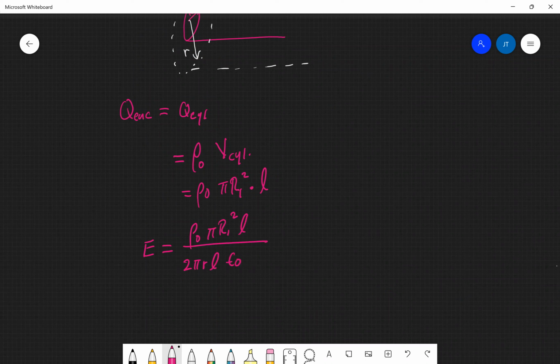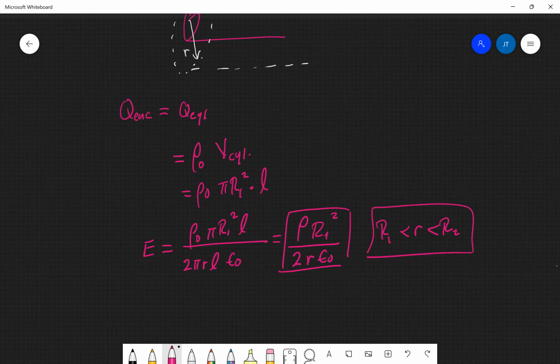L cancels out, pi cancels out, rho 0 R1 squared, L goes away, over 2 R epsilon 0. That's between the cylinders, where R is greater than R1, but less than R2. And in a way, this makes sense.